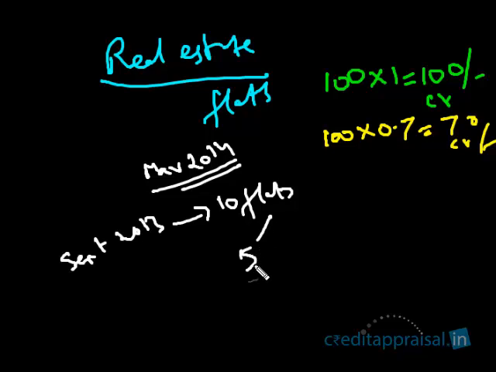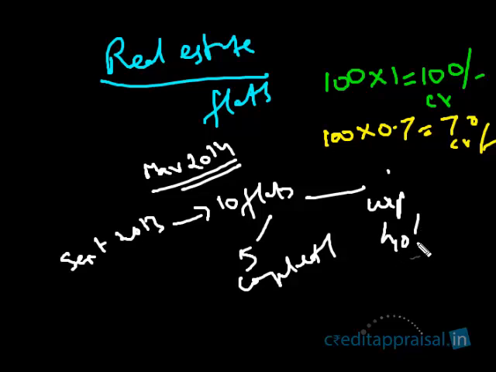We'll assume that 5 flats are totally completed in full, ready for occupation, and with respect to the other 5 flats, they are in progress, partially completed, maybe 40% or 50% completed, right? These flats are in progress while the 5 flats are already completed. So this is the scenario.